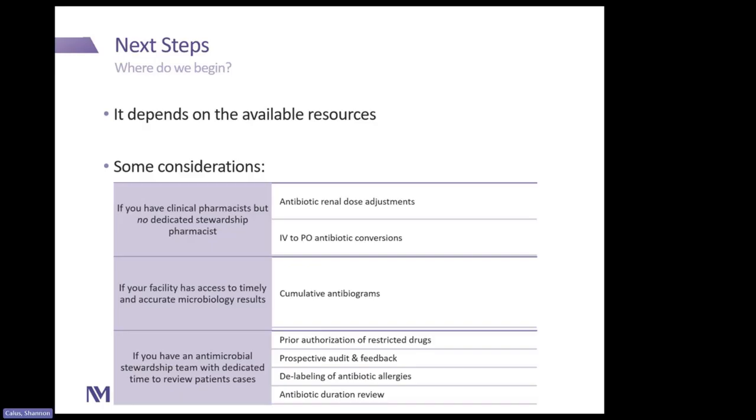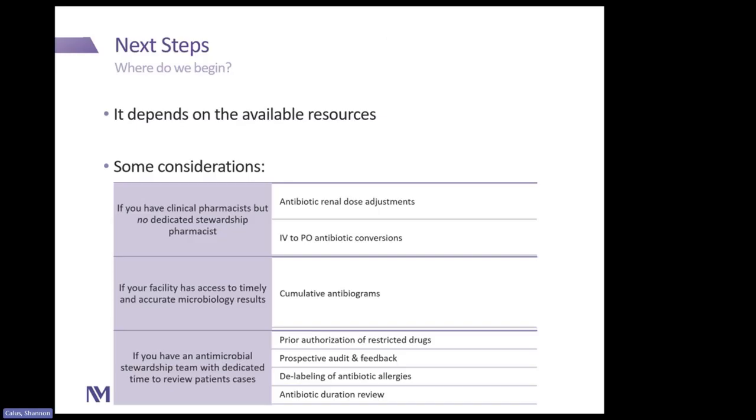So after laying the foundation, where do we begin? There's obviously a lot to tackle, and it really depends on the resources at your hospital. Some hospitals are very large, and obviously you can't rein in all the antibiotics at once. Some of the smaller hospitals, you might not have the resources on site. So some considerations here are, if you have no clinical pharmacist dedicated to stewardship, you can do the basics that any pharmacist can perform, such as antibiotic renal dose adjustments and IV to PO conversions.